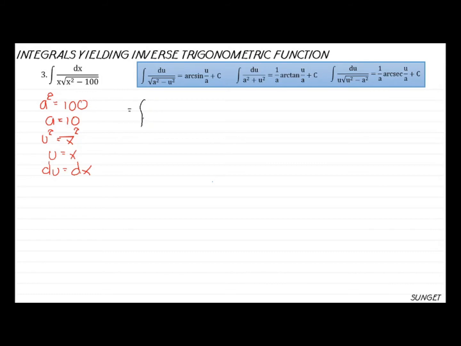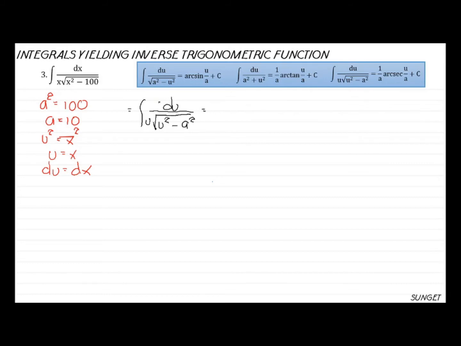Then we have the integral of dx, that is du, over x, so x is u, times the square root of x squared, that is u squared, minus 100, that is a squared. To integrate, we're going to use the third formula, which is the arcsec.